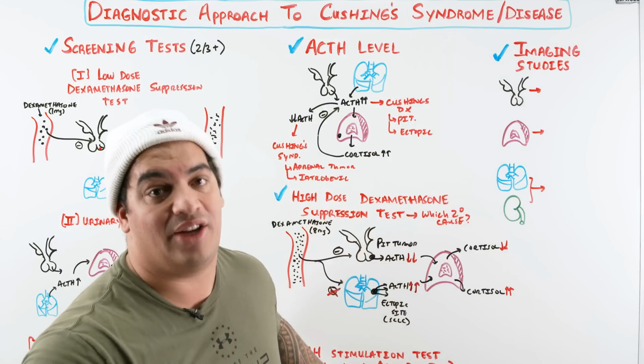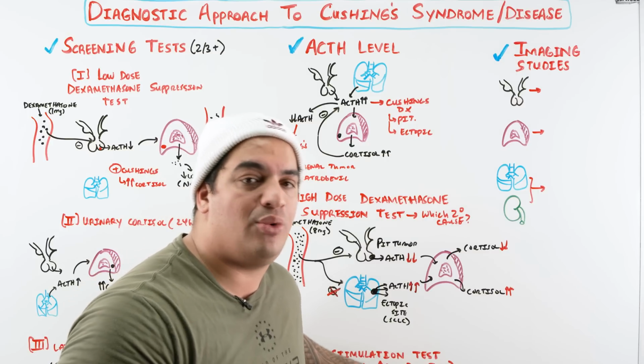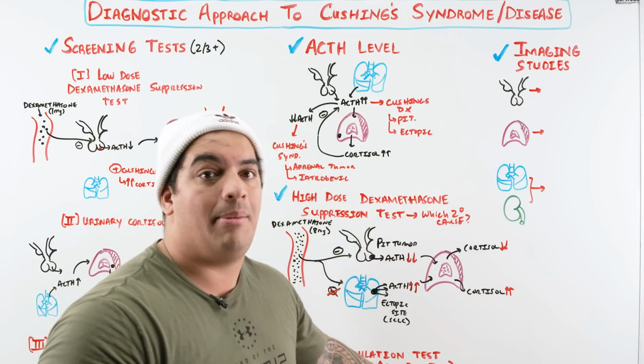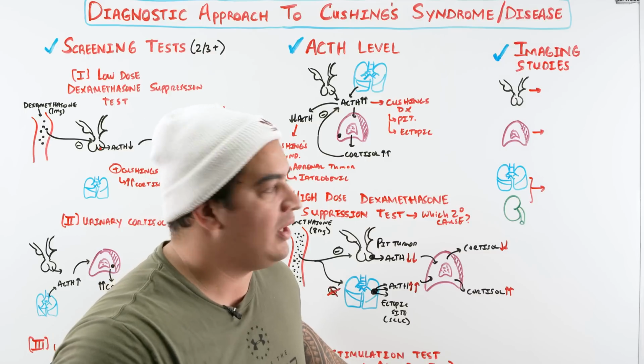An alternative is I could do the CRH test. If I give CRH, it should hyperstimulate the pituitary gland. ACTH levels should go up and cortisol levels should shoot up. That would confirm a pituitary problem.